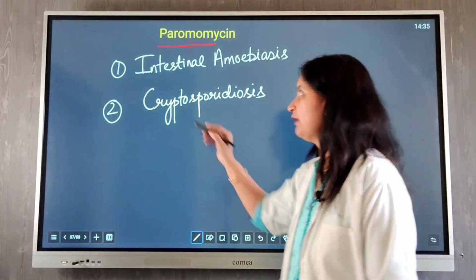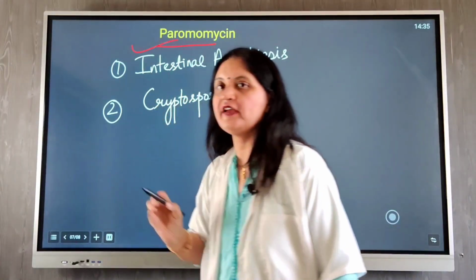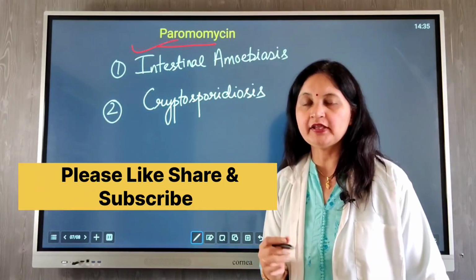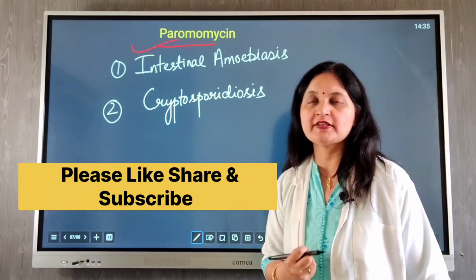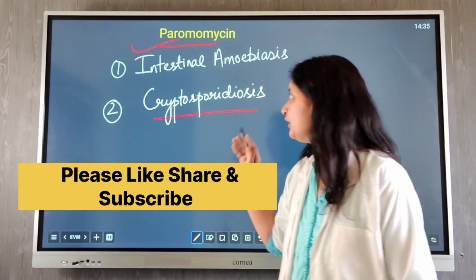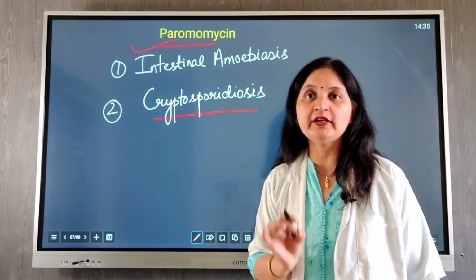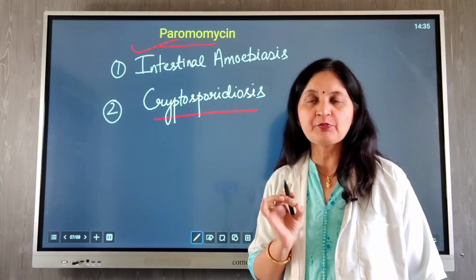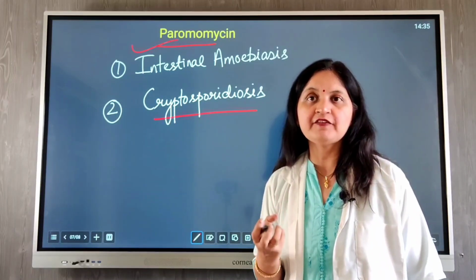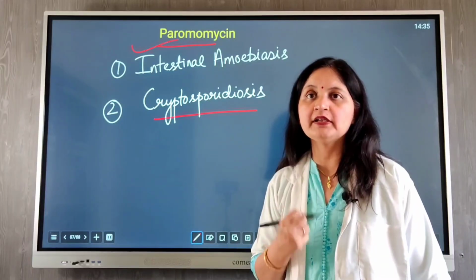Lastly, paromomycin can be used for treating GI tract infections such as intestinal amoebiasis, causing amoebic dysentery, abdominal cramps, the patient presents with watery stool. It can also be used for treating cryptosporidiosis, which is caused by cryptosporidium, which is an intestinal protozoa, and it resides in the intestinal tract and it manifests as watery diarrhea, abdominal cramps.